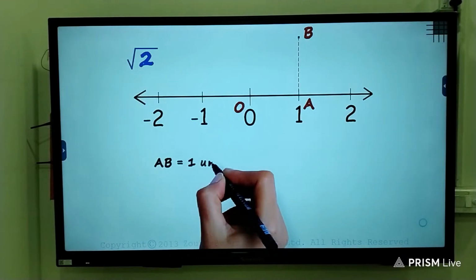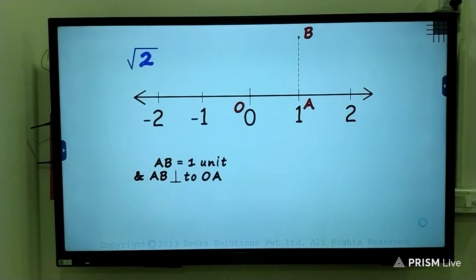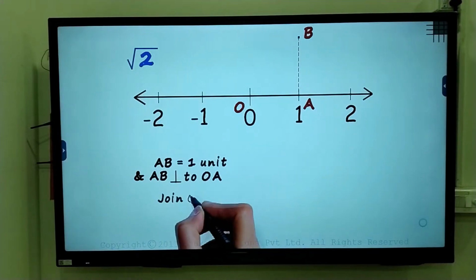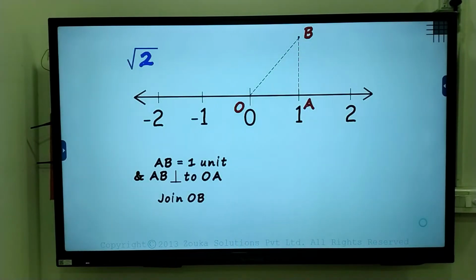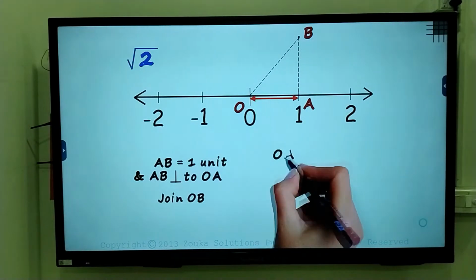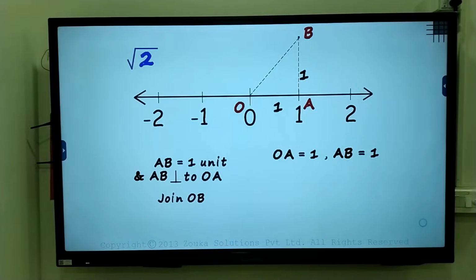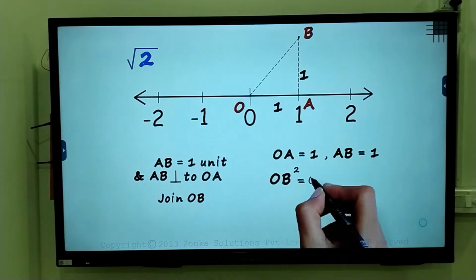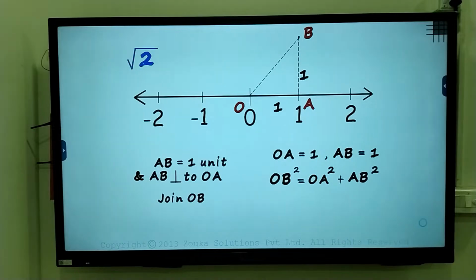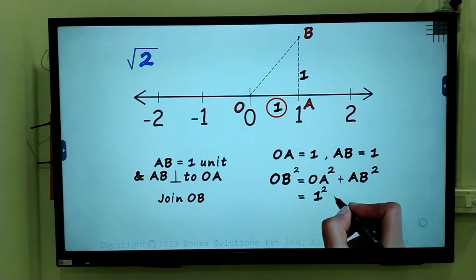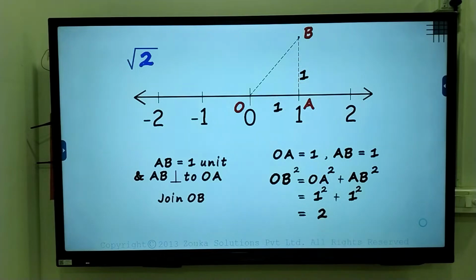We just drew AB equal to 1 unit perpendicular to OA. Both these lengths equal 1 unit. Now all we have to do is join OB like this. Let's analyze the figure. We have OA equal to 1 unit and AB equal to 1 unit. Using the Pythagoras theorem, we have OB squared equal to OA squared plus AB squared. That would equal 1 squared plus 1 squared, which is 2. Taking the square root on both sides, we get OB equal to root 2 units. This length here will be root 2 units.